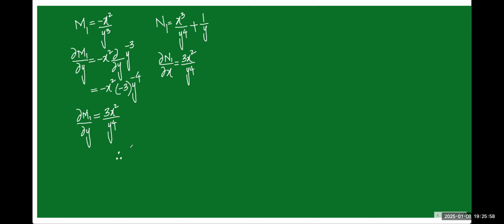Therefore, dou M1 by dou y equals dou N1 by dou x. Our differential equation number 1 was not exact, but differential equation number 2 became exact after multiplying with the integrating factor. Okay, so finally we should write the solution of this one.